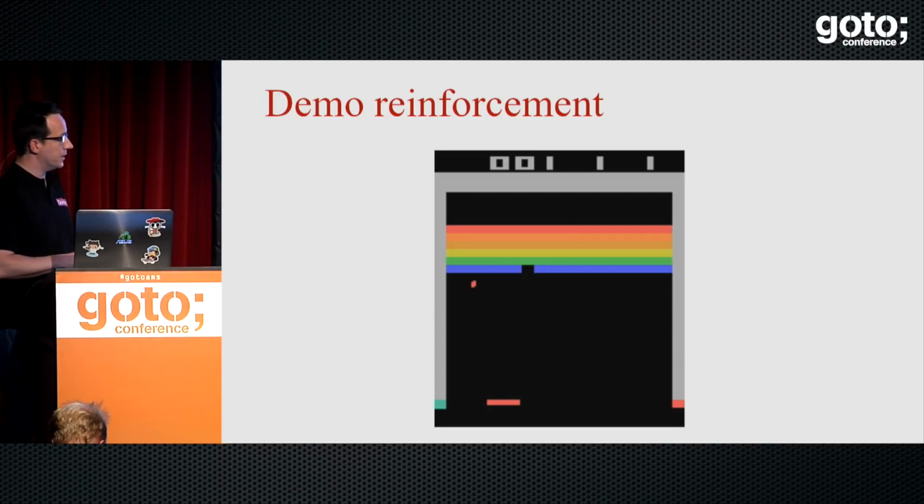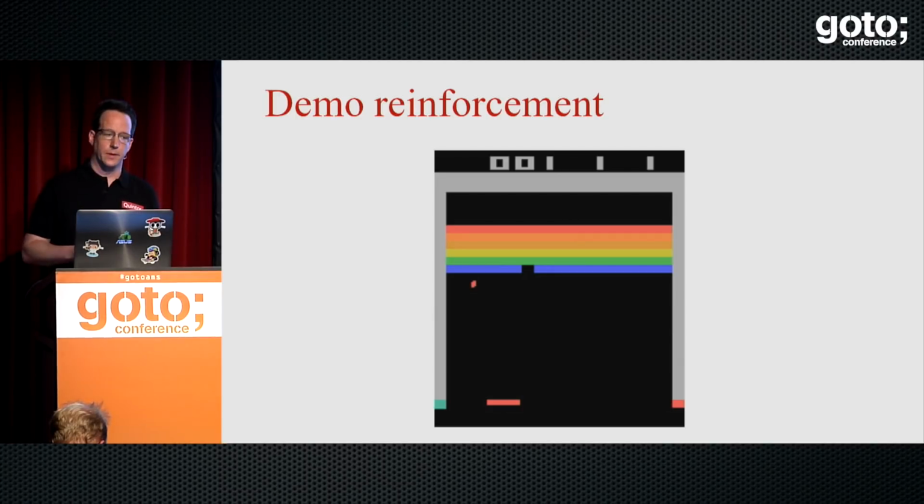And DeepMind did this for all kinds of Atari games, and actually showed that there's basically a possibility for generic intelligence there. For the fact that there was no domain knowledge previously involved, it was capable of solving various tasks for all kinds of Atari games.